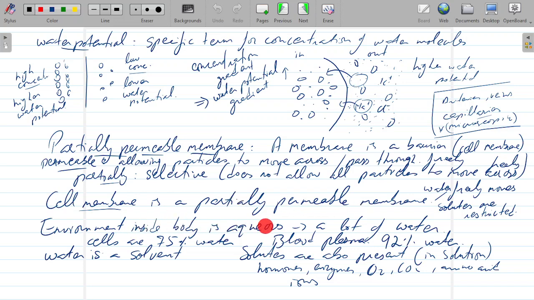Now, the environment inside the body is aqueous. Cells are 75% water, blood plasma is 92% water. Water is a solvent, everything else is a solute, and so that affects the water potential.